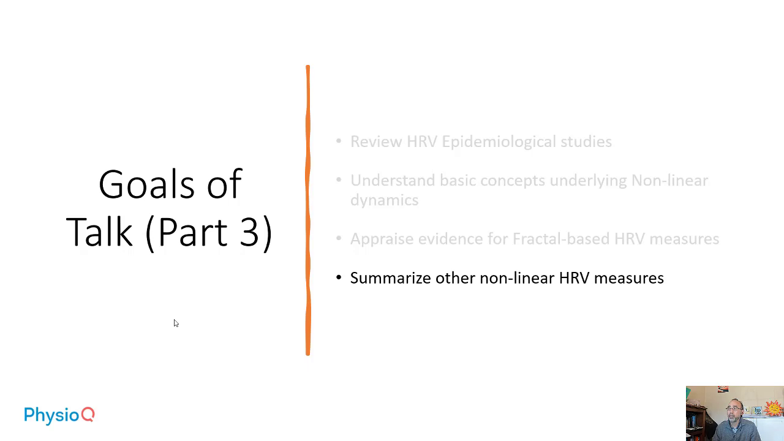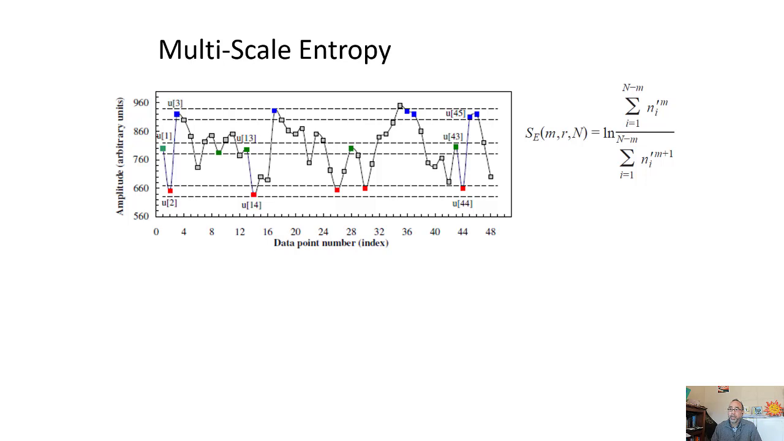Finally, I'd like to summarize other nonlinear heart rate variability measures. Given the limited time, I am not going to go into all the other alternative nonlinear measures in great detail. But the one that has probably received the most attention is multi-scale entropy. Multi-scale entropy assesses the regularity of the signals, and it's done over multiple scales. And how regularity is assessed is by using something called sample entropy. And sample entropy assesses the relationship, sort of the consecutive ordering of the data.